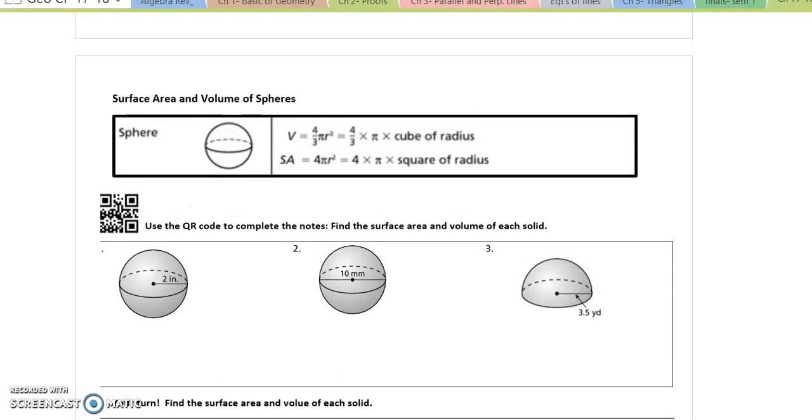Hey guys, so here's your notes over surface area and volume of spheres. So just spheres today. All right, so here's our formulas.